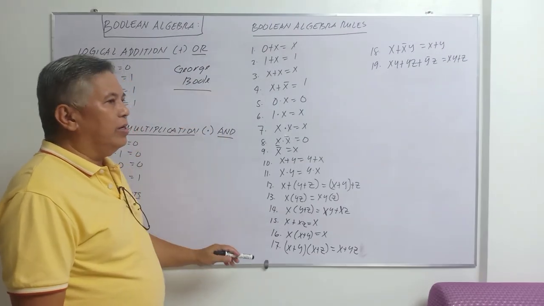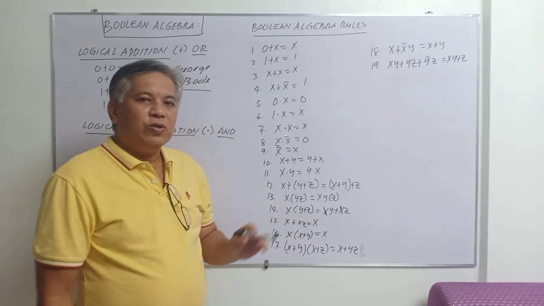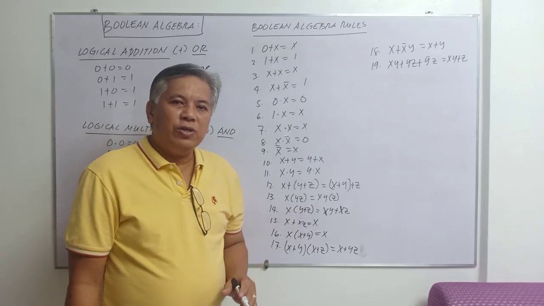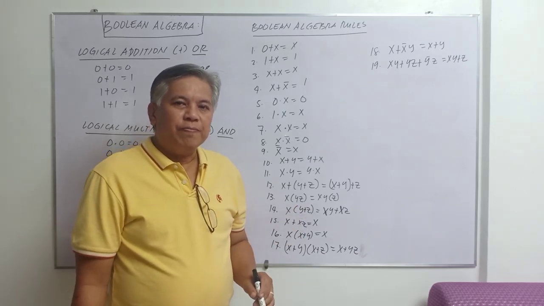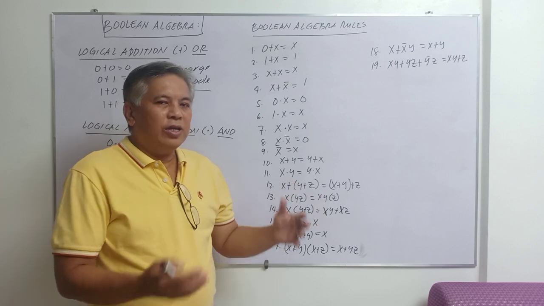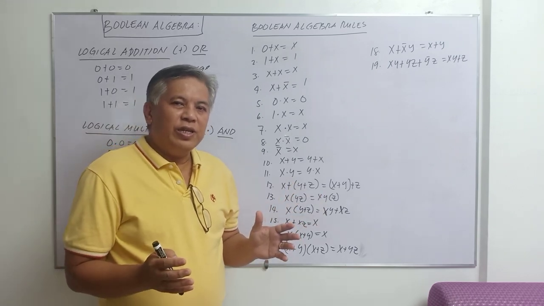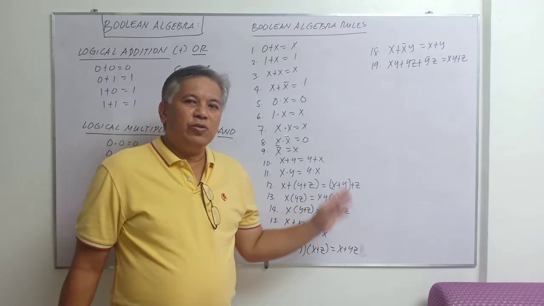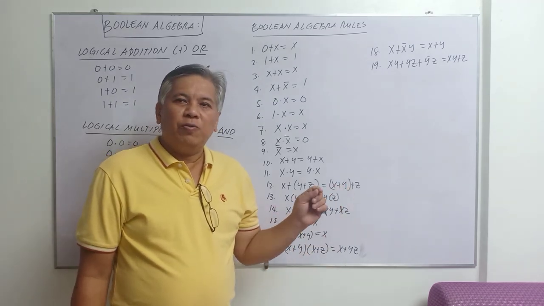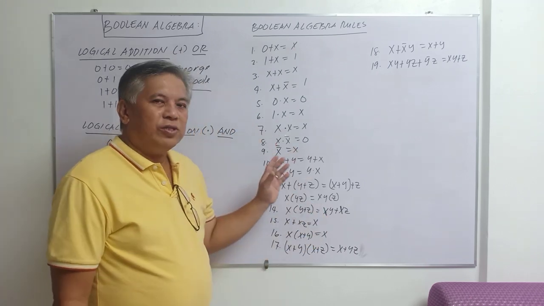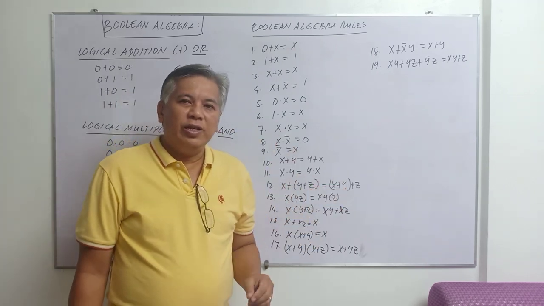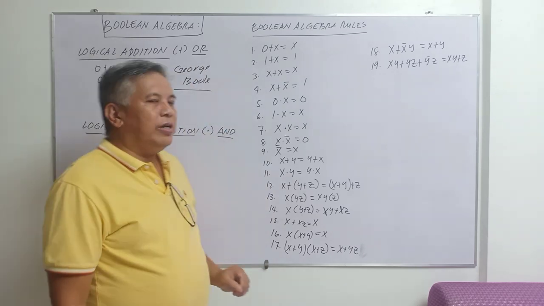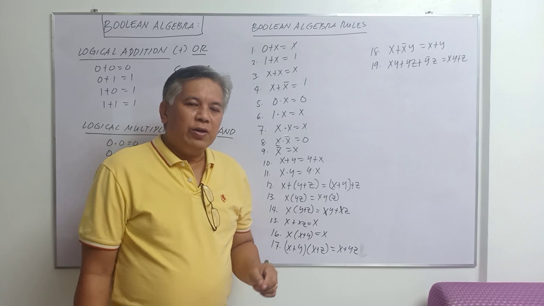We will be using these to simplify equations so that logical circuits which represent a particular logical equation can also be simplified. When you say simplified, the circuit will now be smaller. It is compact, it does not have so many components, but it uses a small number of components and functions the same way as the original that we simplified. So again, Boolean algebra rules here are used to simplify equations.